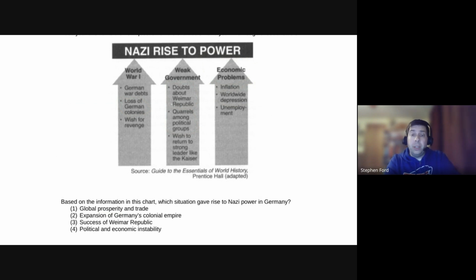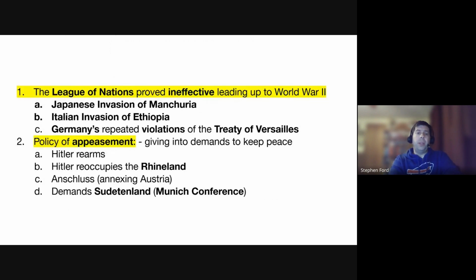If there's a question like this ever on your exam, you should get it right. You just should. It's right there for you, okay? All right, World War II, very quick. The thing we spent the most time on in class was appeasement. So we'll talk about that in a minute.